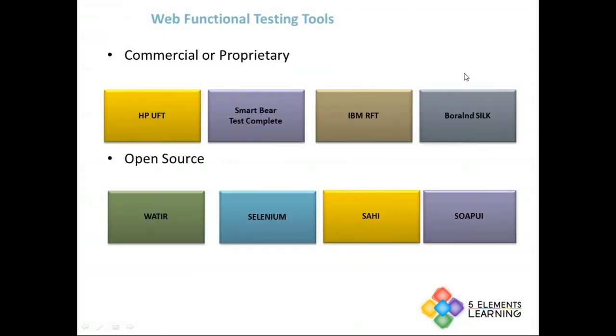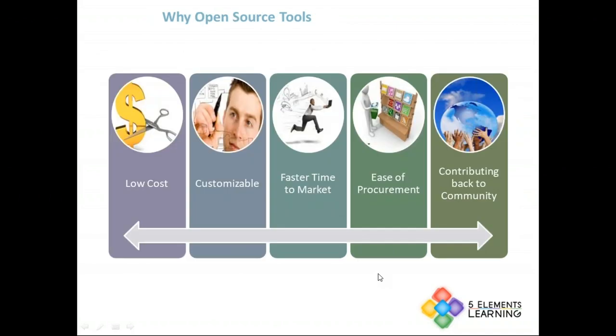There are some commercial tools available out there in the market and some open source tools. So you have got UFT from HP, Test Complete from SmartBear, RFT from IBM, Borland Silk. Similarly, you have got open source solutions like Watir, Selenium, Sahi, and SoapUI for web services. Out of these tools, Selenium is one of the most popular open source tools. We will shortly see the reason why.